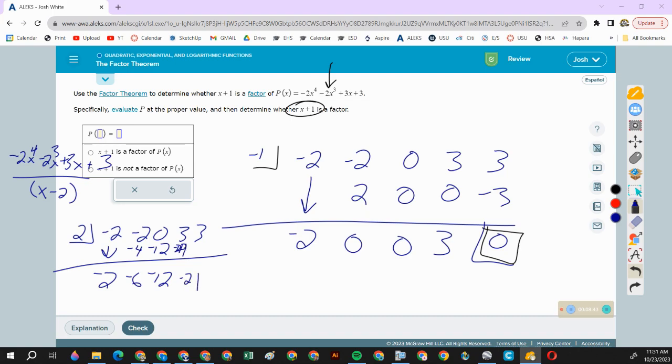Negative 12, negative 12, negative 24, negative 21. This is getting nasty. Negative 42, and negative 39. Did that go in evenly? No. The remainder is negative 39. What does this number actually tell us about the graph?